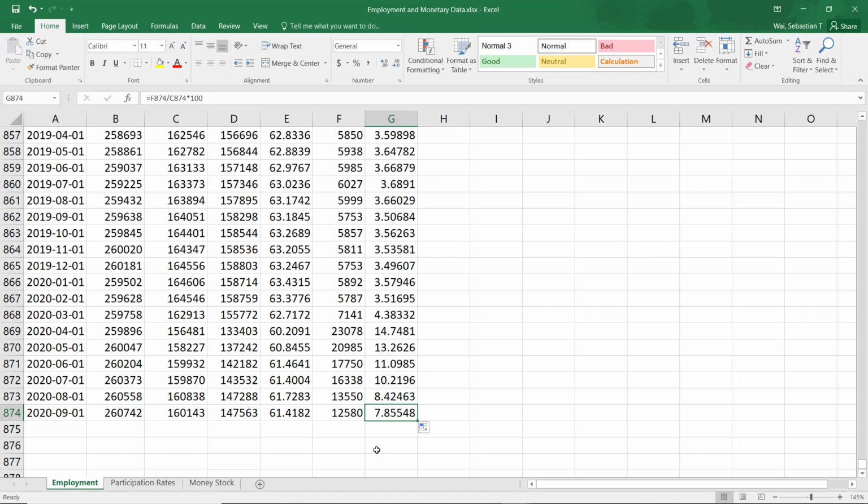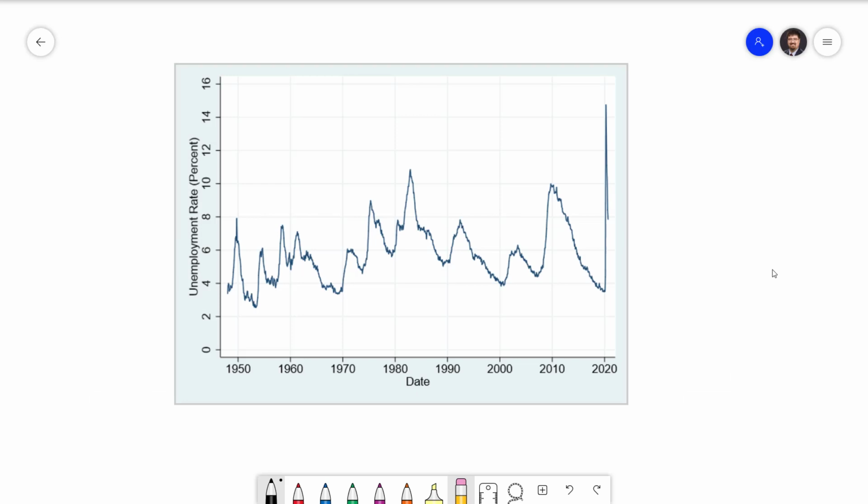We can see over the last few months, unemployment has reached record levels since 1948, and this is all due to the COVID-19 pandemic. Let's take a quick look at a graph of the unemployment figures that we just looked at in Excel. We can see that there is somewhat of a cyclical nature to unemployment. At certain times, it spikes up and then comes back down. High unemployment usually follows on the heels of recessions.